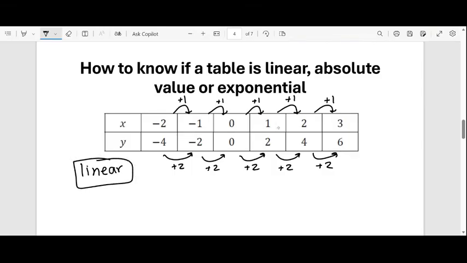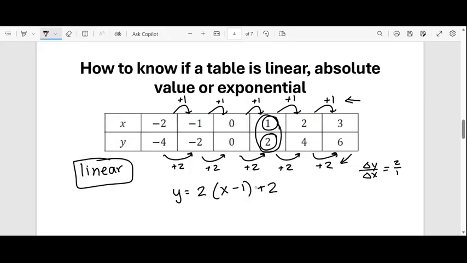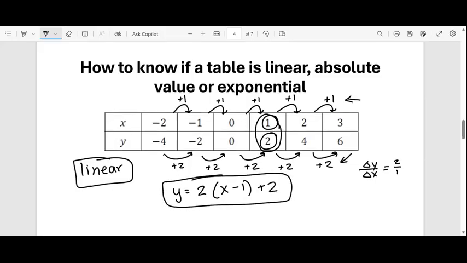I am going to use this point right here to make my equation. So I'm going to say y equals, and you want your delta y over delta x. Your delta y's are down here. Your delta x's are up here. So it's going to be 2 over 1, which just is 2. And then I'm going to do x, the opposite of my positive 1. My x value is -1. And then positive 2 is my y value. So that's my equation there. And that's a linear function.